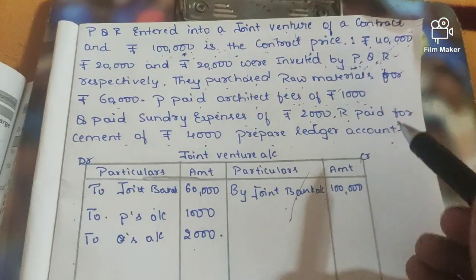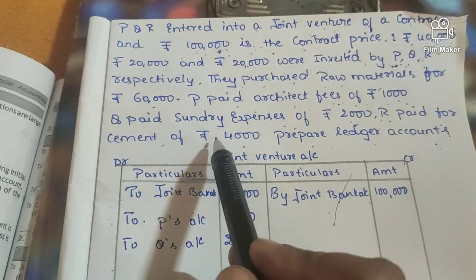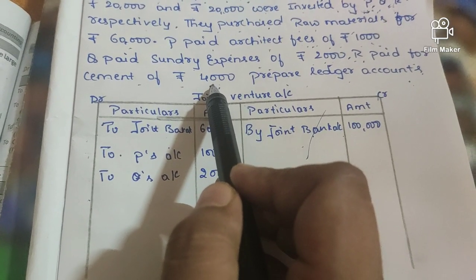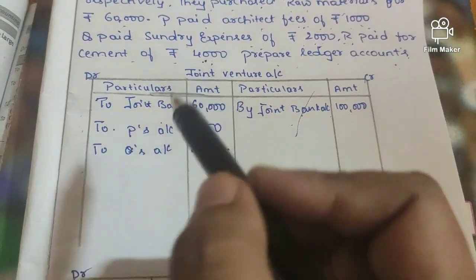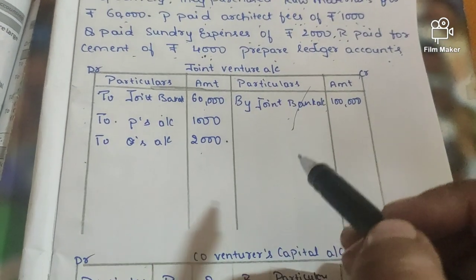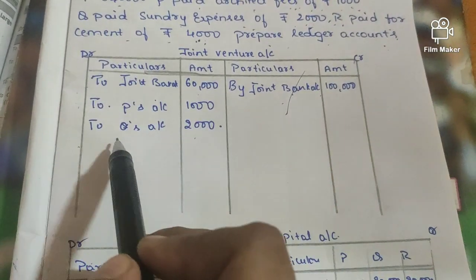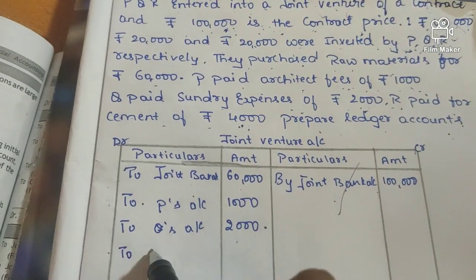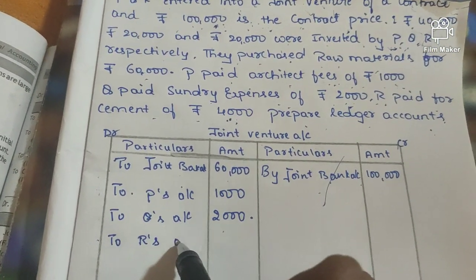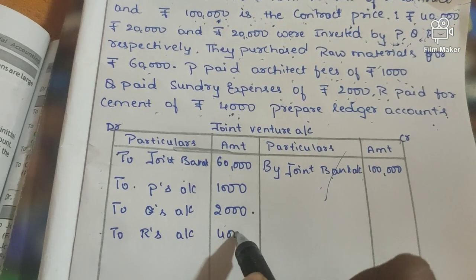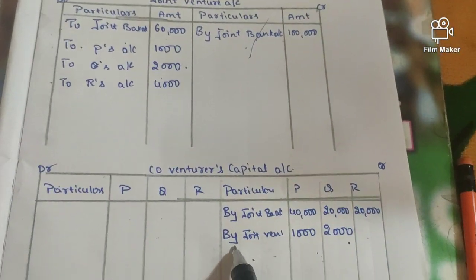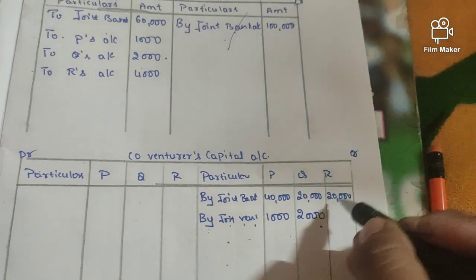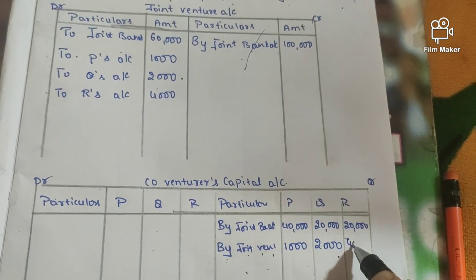Got it? Next, R paid for cement of rupees 4000. Here R is paying for the cement which costs 4000. Same entry, here the joint venture is getting the benefit and it is paid by R. So joint venture account debit to R's account. So the opposite entry to R's account, under joint venture account we mention it as to R's account. What is the amount? 4000. And under co-ventures capital account, that is under partners' co-ventures capital account, we will mention it as by joint venture. Under the R column we can mention it as 4000.